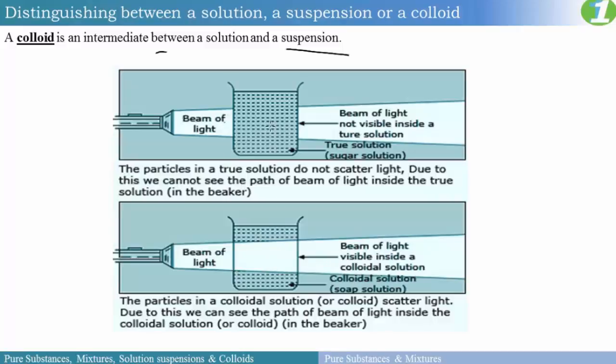Notice here that with the particles passing through the solution, you cannot tell the path the light takes going through because there are no particles present that are large enough to scatter the light. So you can't see the path. In a colloidal solution, the particles are suspended in the mixture and it scatters the light beams as they pass through. So you can actually see the path the light takes going through the colloidal mixture.